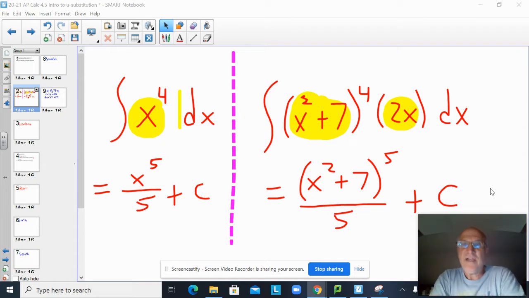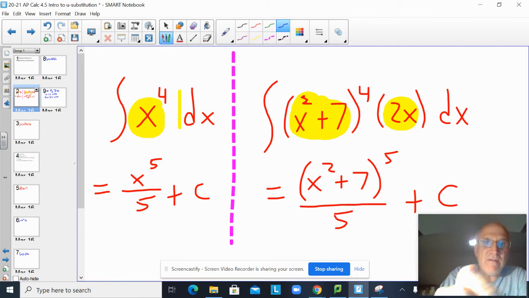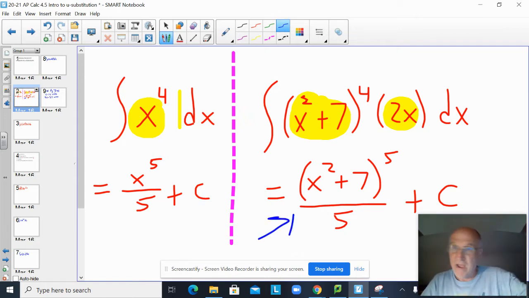And what I want you to notice here is that if I were not sure, if I were to take the derivative, remember you can always check an integral by taking the derivative. If I took the derivative of this function to see if I'm right, well, I'd move the 5 out front, which would cancel with the 5 on the bottom. So I'd have x squared plus 7 to the fourth. And then the chain rule times the derivative of what's inside, the derivative of x squared plus 7, which would be 2x. So it does in fact work.